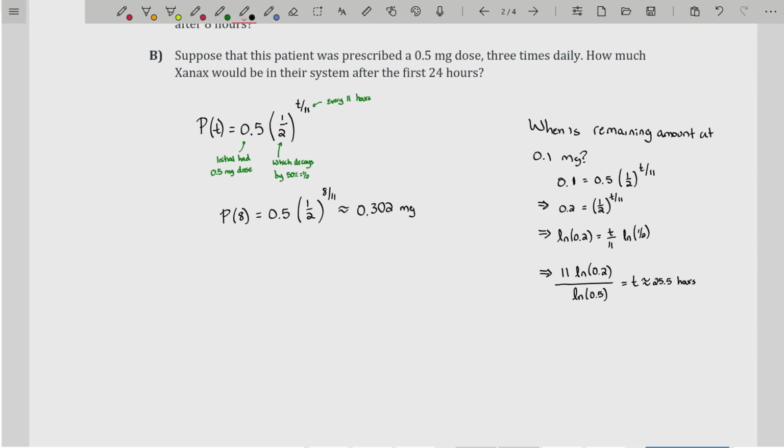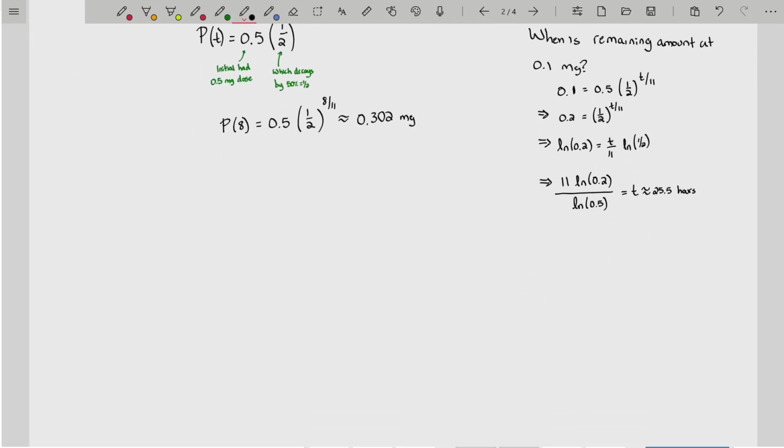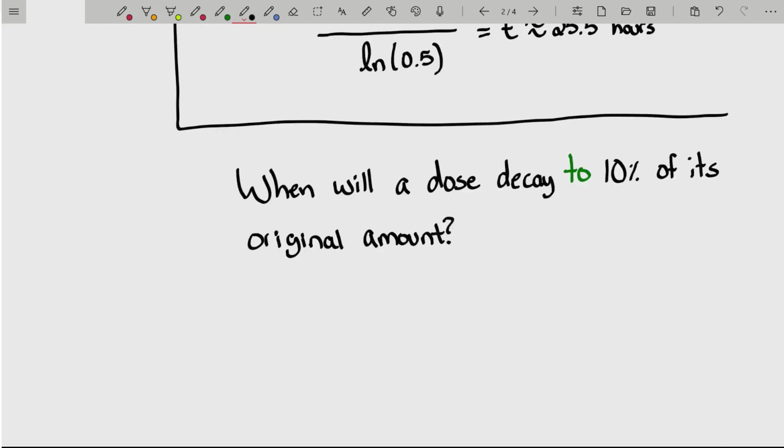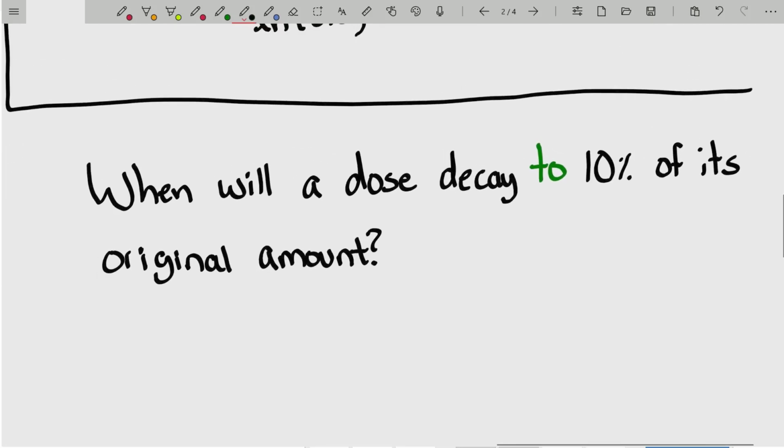So if somebody walked in and they didn't tell you how much Xanax a person had initially, but they said, I know the half-life of Xanax is 11 hours, they could ask, when will that amount, however much amount it is in this person's system, when will that decay to 10%? And that is a very common question. Notice I tried to highlight the word "to", because I'll showcase there's a different style of question that is almost worded exactly the same, but it's not the same.